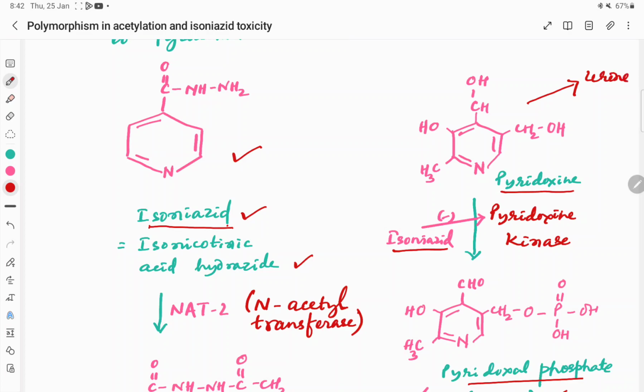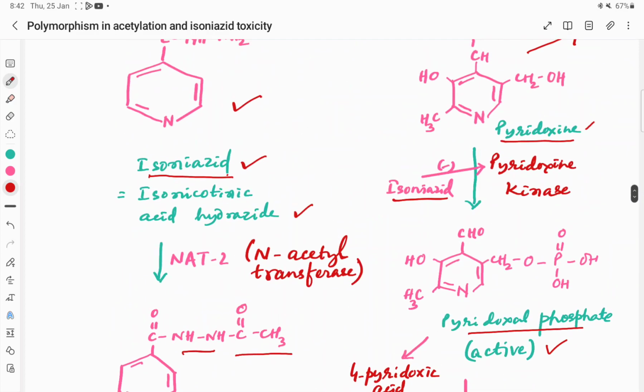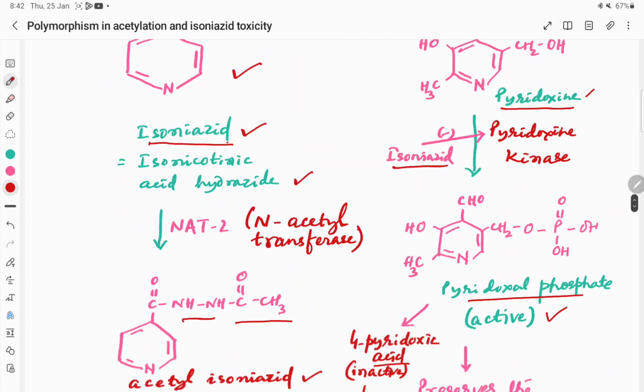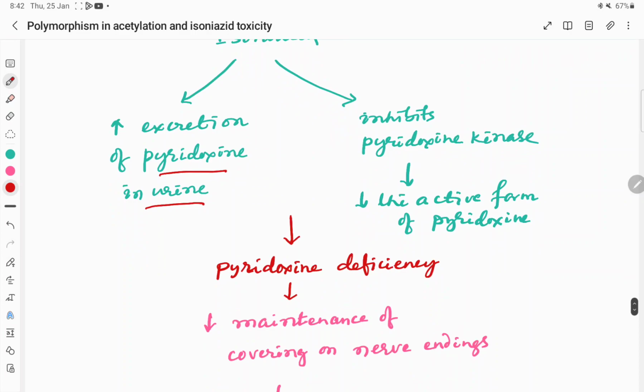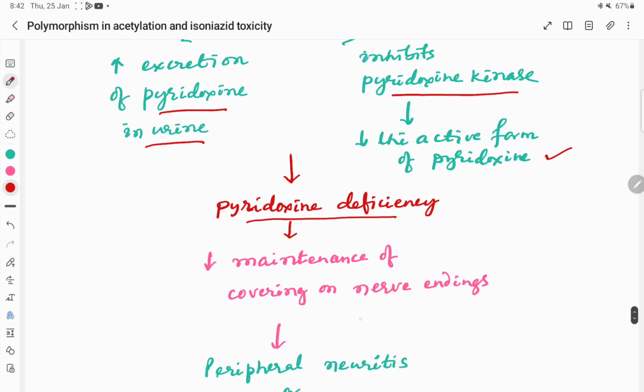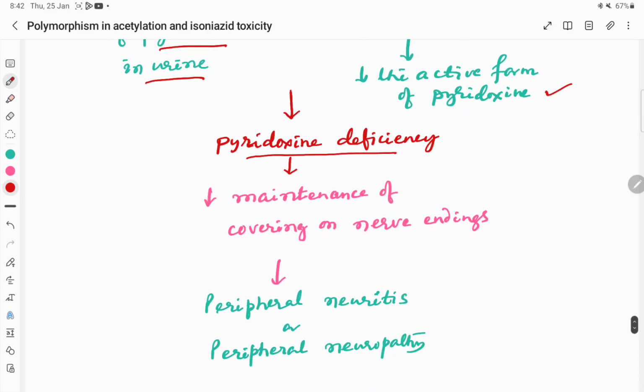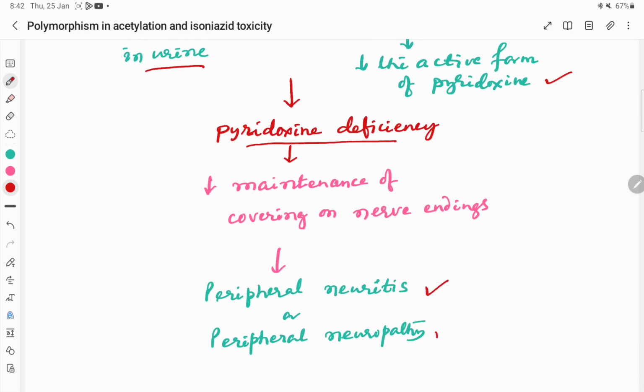So when isoniazid inhibits its activation into pyridoxal phosphate, this pyridoxine will be available and will be excreted unchanged. In this way, isoniazid increases the excretion of pyridoxine in urine and also inhibits the enzyme pyridoxine kinase, because of which it decreases the active form of pyridoxine. So all this leads to pyridoxine or vitamin B6 deficiency. So the maintenance of the covering of nerve endings decreases, and that will lead to peripheral neuritis or peripheral neuropathy.